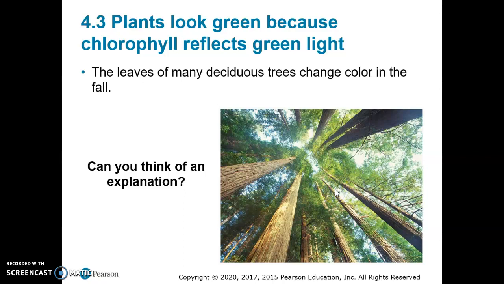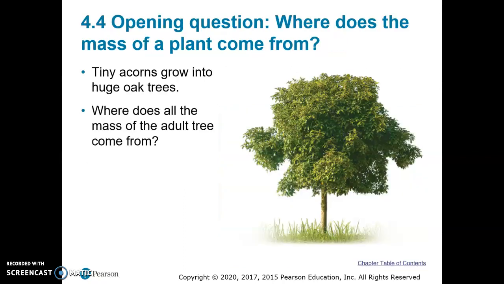Leaves of many deciduous trees change color in the fall. All right, let's just move on to plants and as far as their mass. Here's an interesting thing: when photosynthesis was being discovered and scientists were working out the details of it, the question became, where does all the carbon that a plant uses to build its structure, like this tree right here, where does all of the material, the carbon that it's made out of, come from?